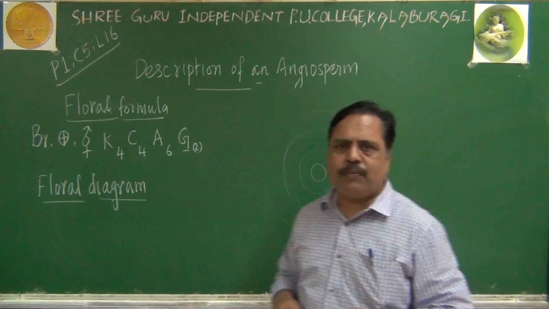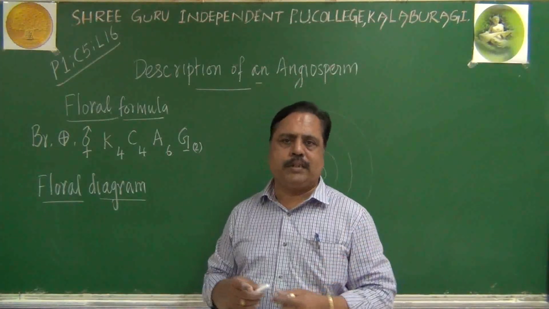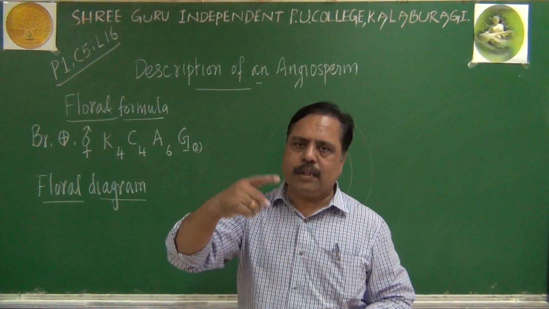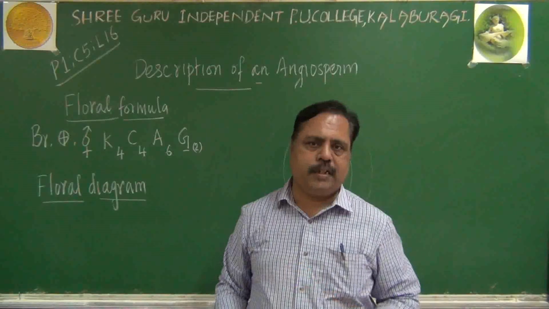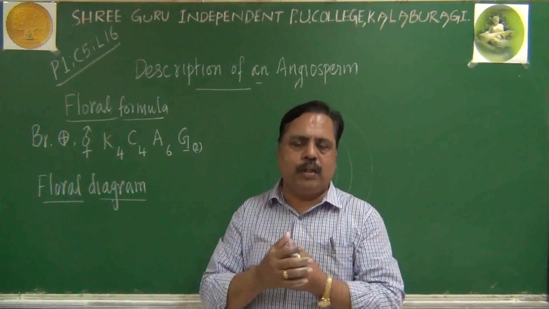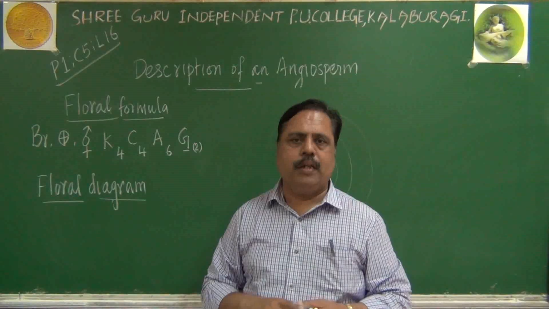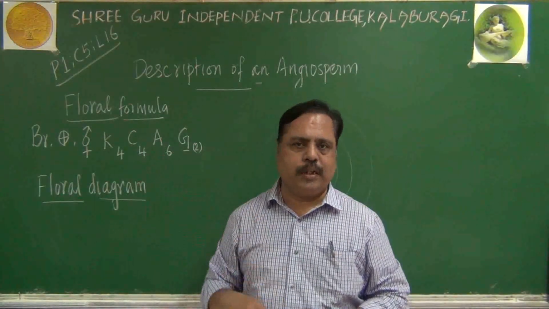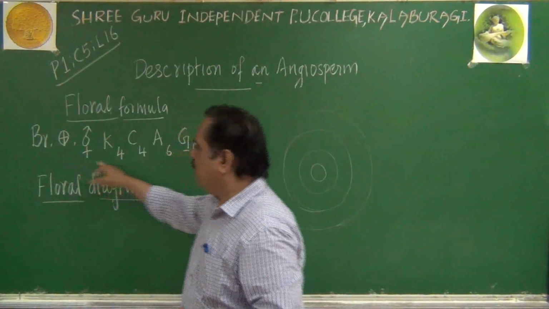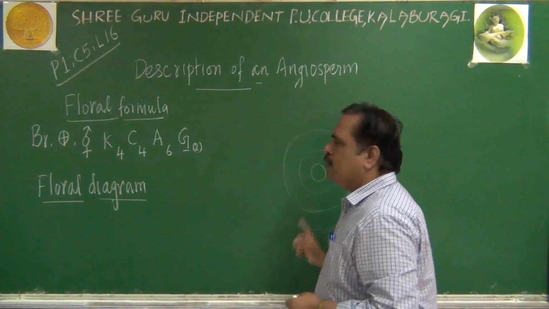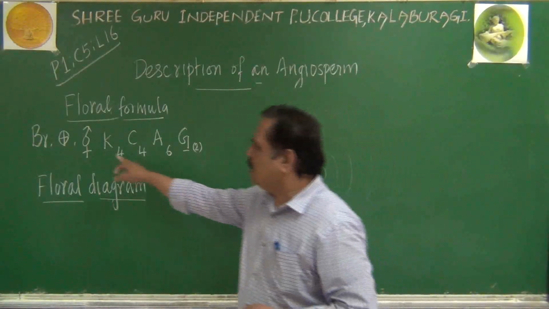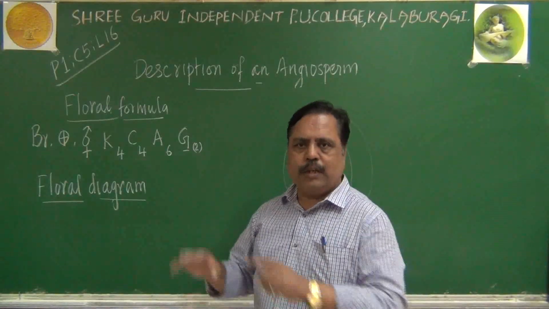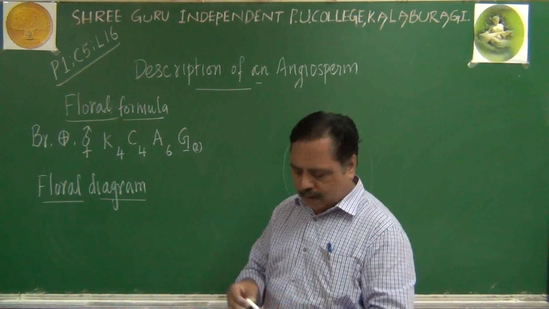If it is an incomplete flower, it has perianth only, where calyx and corolla cannot be differentiated, then I can draw only 3 whorls. If it does not have a gynoecium, again you will put 3 whorls. But for this formula, I am drawing all the 4 circles, because it has calyx, corolla, androecium, gynoecium, everything.